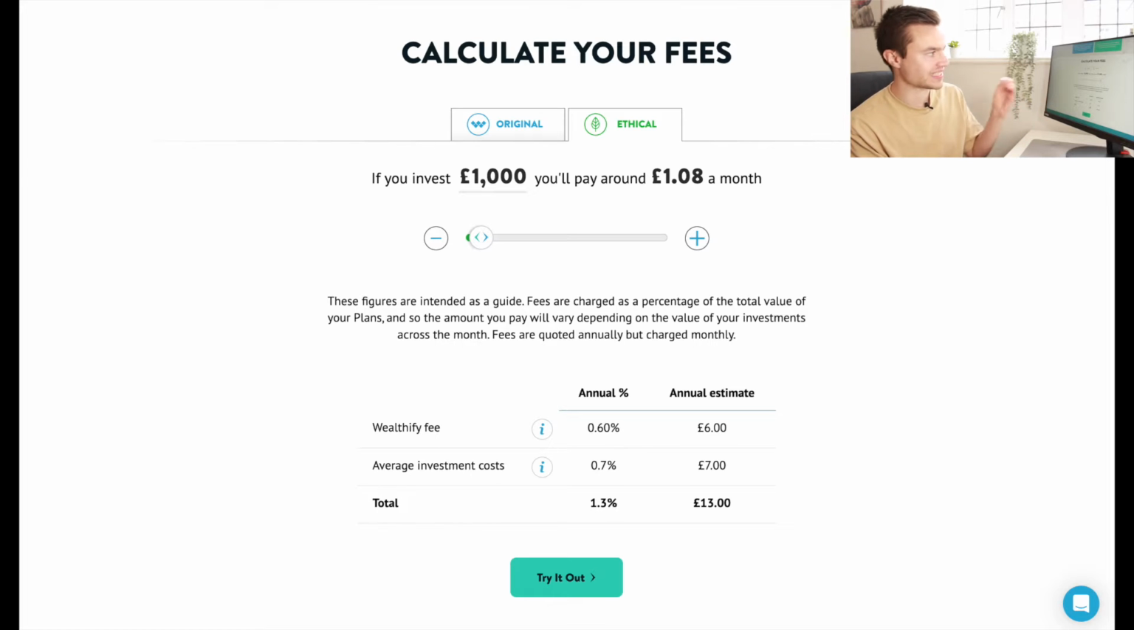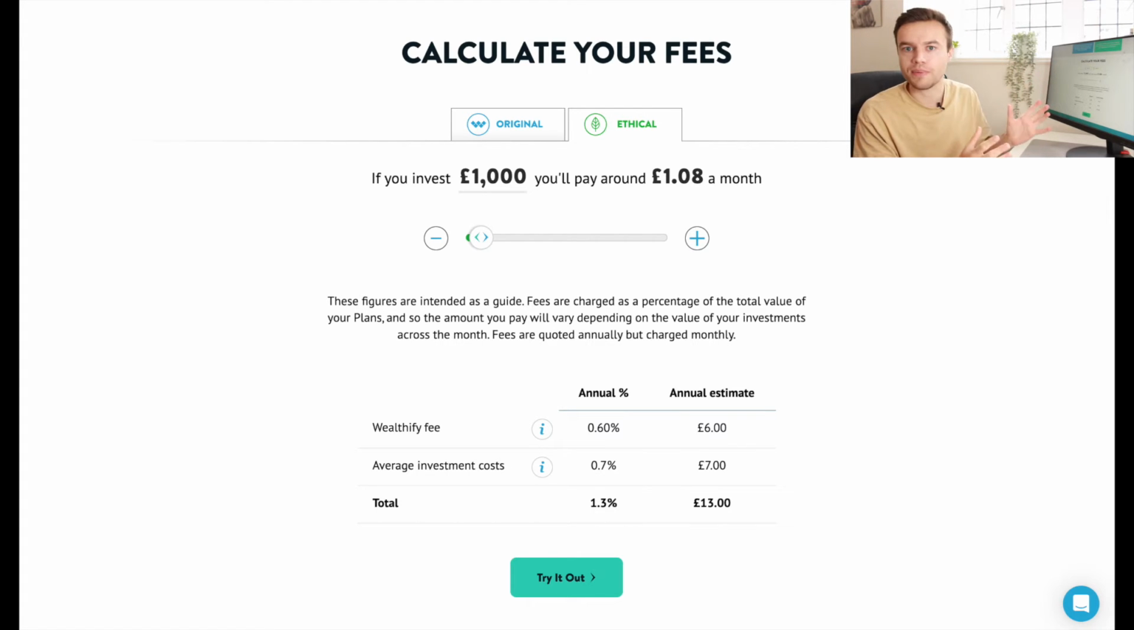The Wealthify fee stays the same for original and ethical. It's just the average investment costs which differ. And it's not really a surprise that the ethical investments have higher costs, because ethical funds typically do have higher annual management fees. So it's a very clear fee structure.